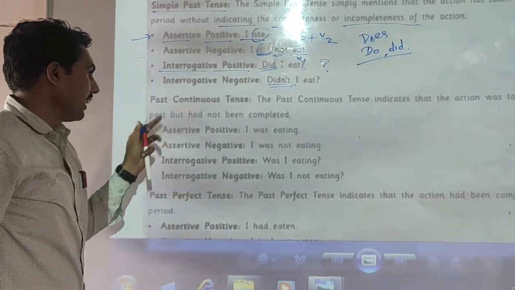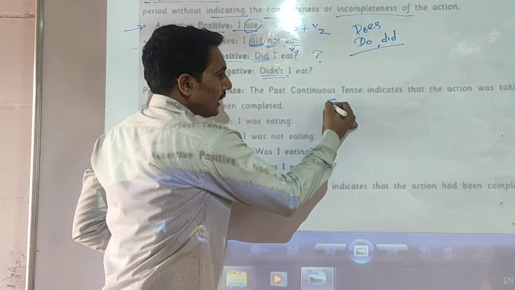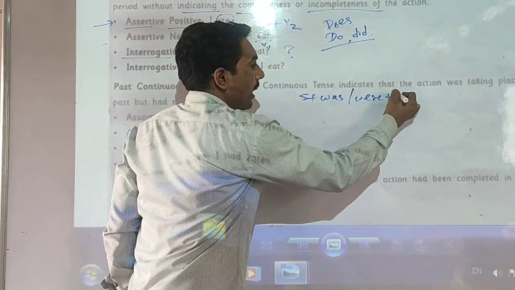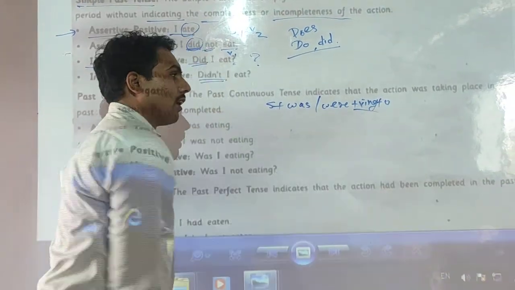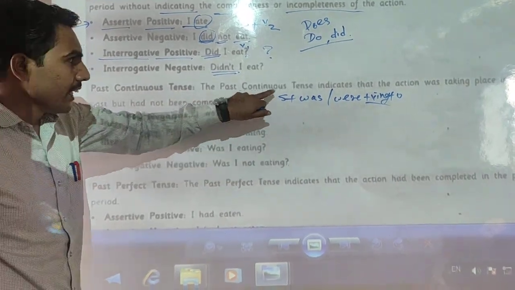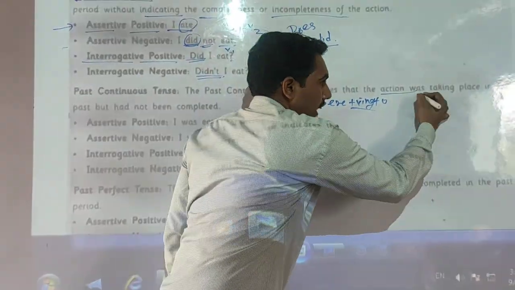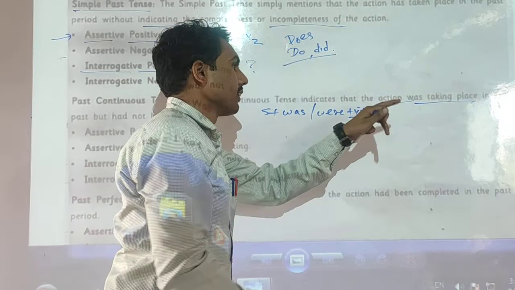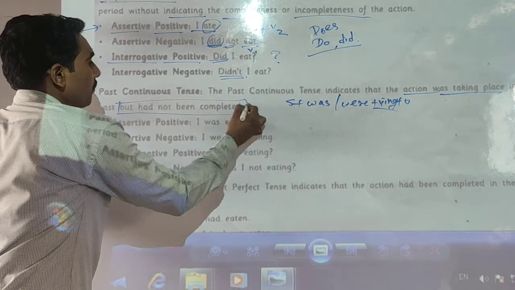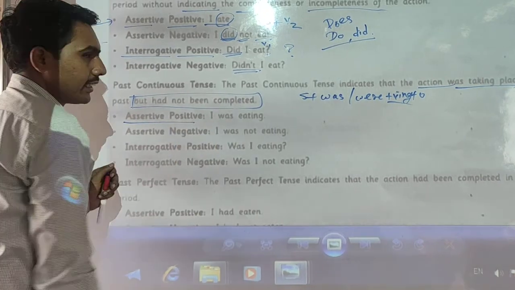Now the second one is past continuous tense, in Marathi चालू भूतकाळ, okay. The formula is subject plus was/were plus verb plus ing plus object. That means verb plus ing. Remember this, okay. Look here, past continuous tense. The past continuous tense indicates that the action was taking place. That means it was happening in the past, okay, but had not been completed. That action is not actually completed in the past. Remember this.